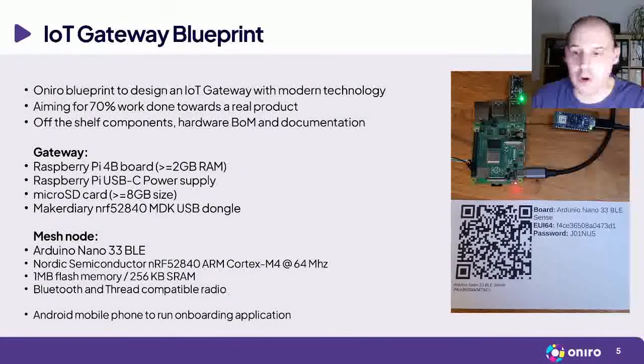They have support for Bluetooth and Thread as radios, which are already built in, so we don't need any extra radio or transceivers added to it. And with 1 MB flash and 256 kilobytes of RAM, that's more than enough for our use case. Another component that is not completely necessary, but part of the blueprint we are describing here, is an Android mobile phone to run the onboarding application, the commissioner. I will talk about that a bit later.